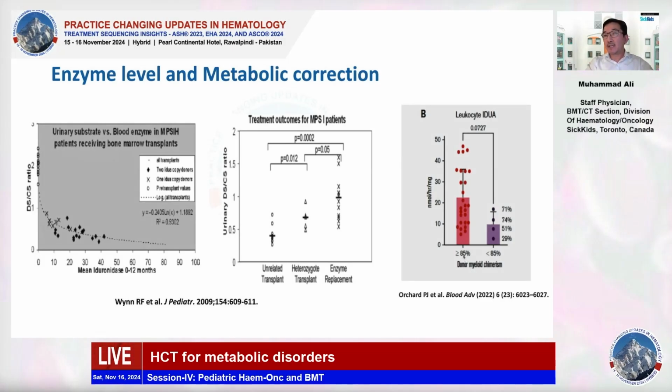So the higher the donor myeloid chimerism, the better will be the enzyme level, hence the better will be metabolic correction. Patients who achieve mixed donor chimerism, if the chimerism is low, that will correlate with a lower enzyme level, which will then correlate with less optimal metabolic correction. So this is probably the only type of non-malignant transplant where we intentionally give a good dose of myeloablative regimen in order to achieve very good chimerism to provide a good enzyme level.